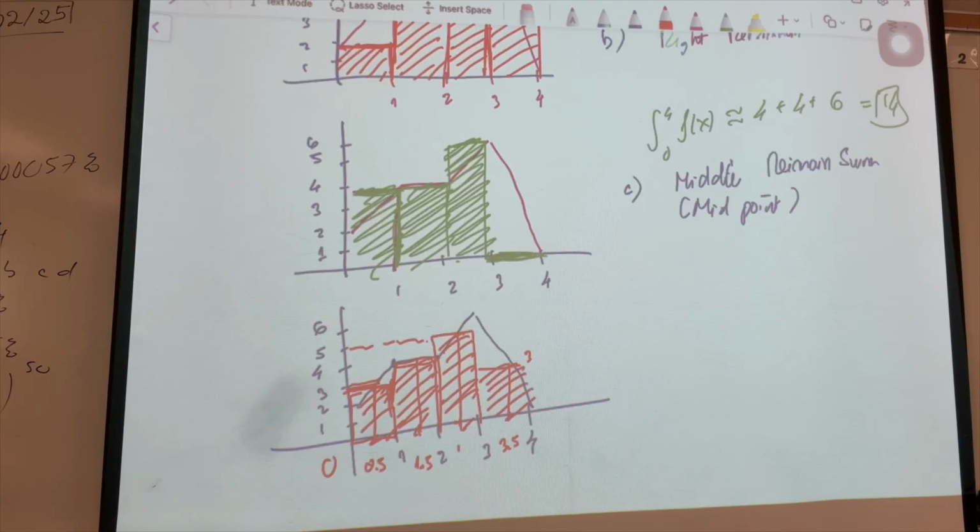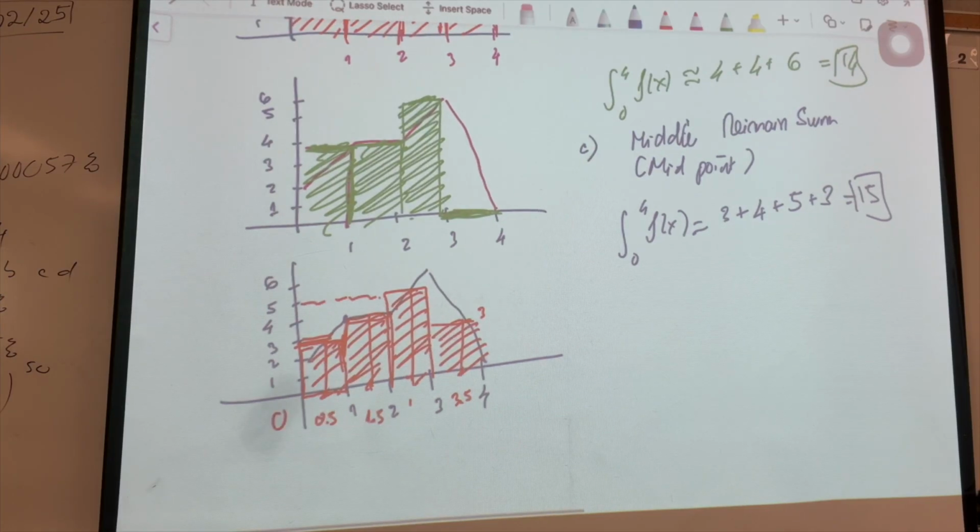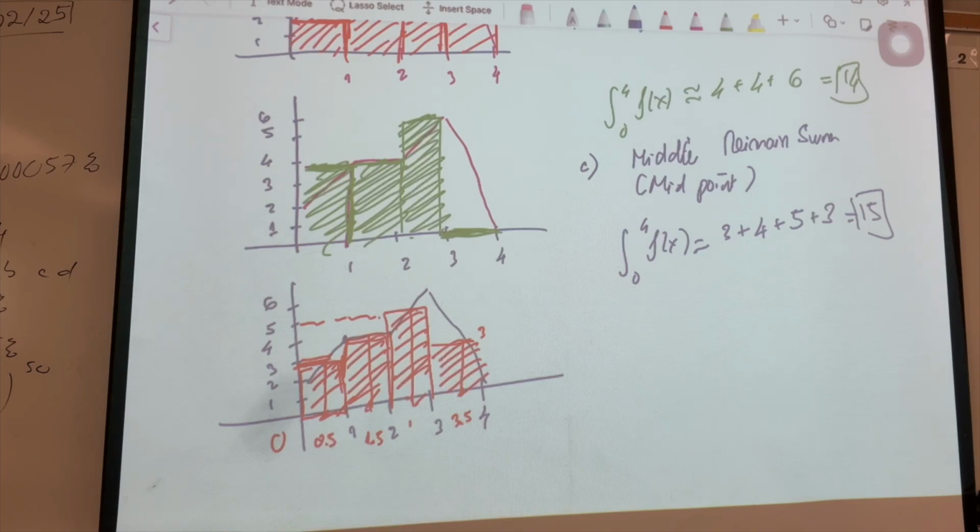So what do you have for this? 15. Because the first one you have is 3, right? 3 plus 4 plus 5 plus 3, and that gives you 15. How many of you got 15? Good, very good. It isn't difficult, it's just too much graph.